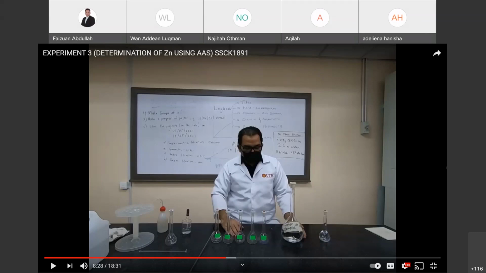As I told you about the theory and the principle of atomic absorption spectroscopy, the instrument will detect the absorbance from the analyte inside the sample, and detect the energy loss in the detector. So that is the concentration of the analyte inside the sample.